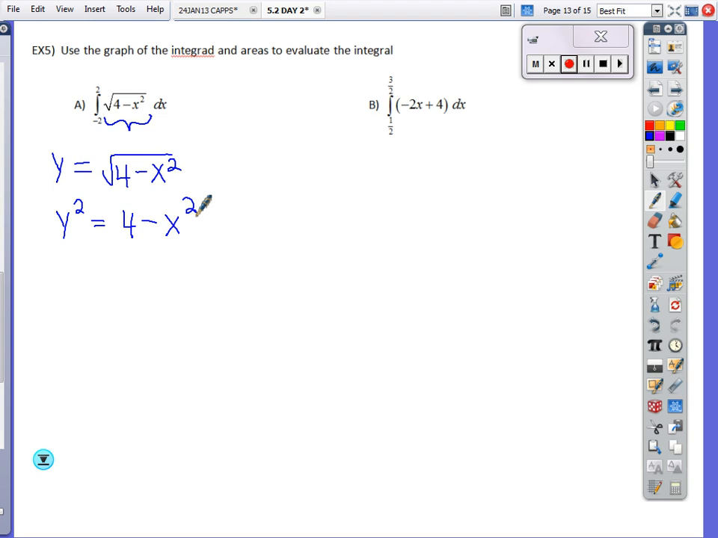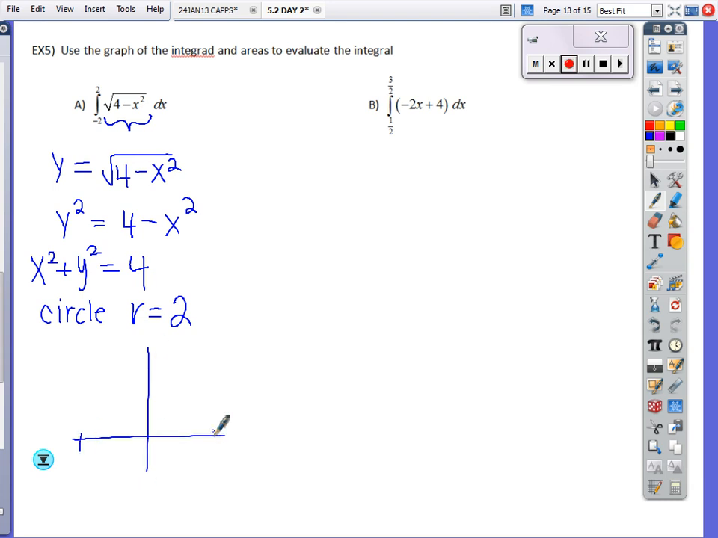And then move the x squared over. And now you can see that it is x squared plus y squared equals r squared. So you end up with a circle. Radius of how much? Exactly 2. X squared plus y squared equals r squared. So the radius is 2. So we're going to draw that. Oopsie, I missed it.